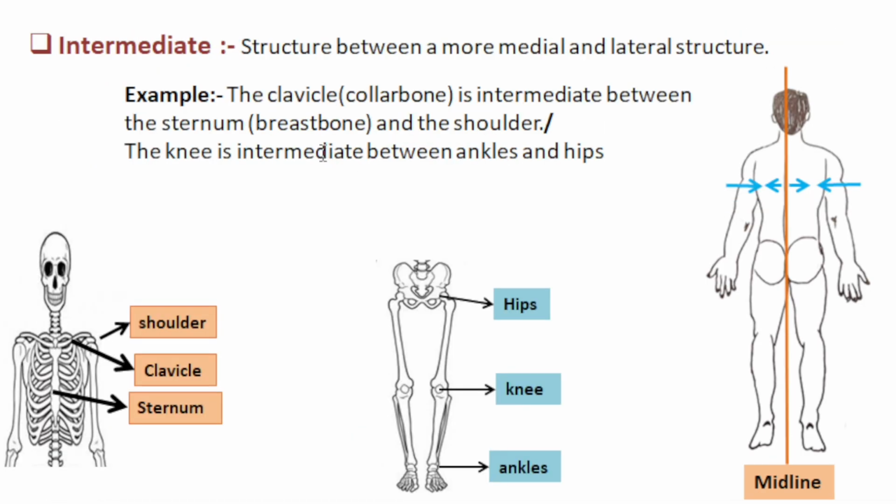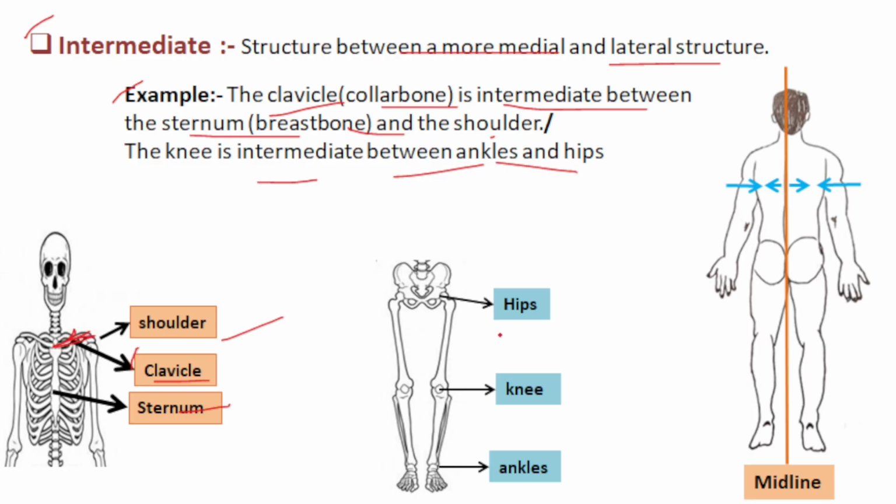Then intermediate. The structure between a more medial and a more lateral structure is called the intermediate position. For example, the clavicle, that's also called collarbone, is intermediate between the sternum, also called the breastbone, and the shoulder. So the clavicle is present between the sternum and shoulder. You see that this is the clavicle and this is the sternum and this is the shoulder. So clavicle is present between the shoulder and sternum.